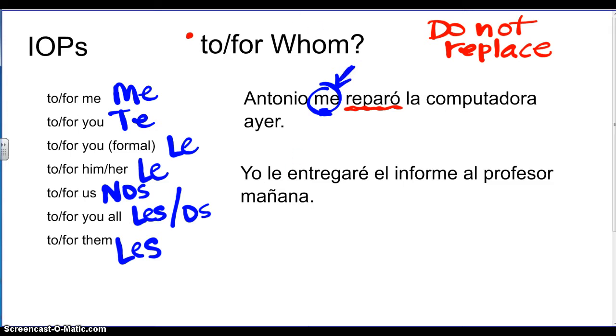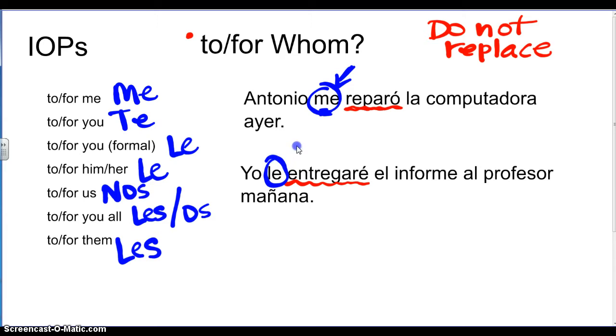Okay, in the next sentence, yo le entregaré el informe al profesor mañana. My verb is entregaré. What will I turn in? I will turn in the report. This is my direct object, and I'm not doing anything with it right now. Who will I give the report to? I will give it to my professor.